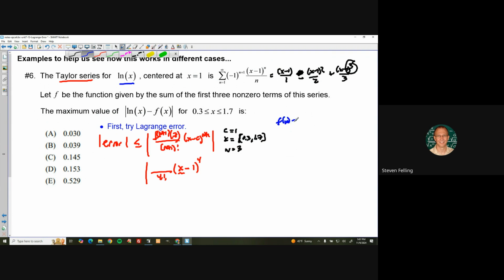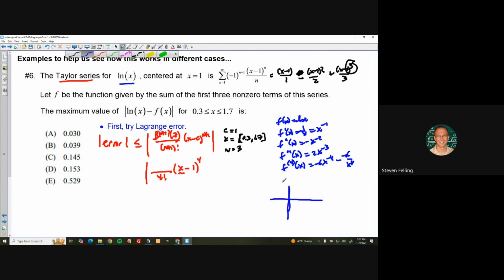So if f of x is natural log, then the first derivative of that would be 1 over x, or x to the negative 1, right? The second derivative would be negative x to the negative 2. The third derivative would be positive 2x to the negative 3. And then since we have to get the next one, we have to go up to the fourth derivative. The fourth derivative would be negative 6x to the negative 4, or negative 6 over x to the fourth, right? All right, so then I could graph this function, right?